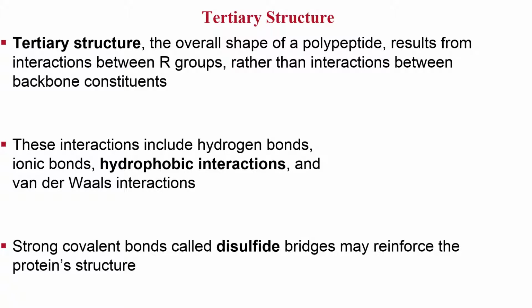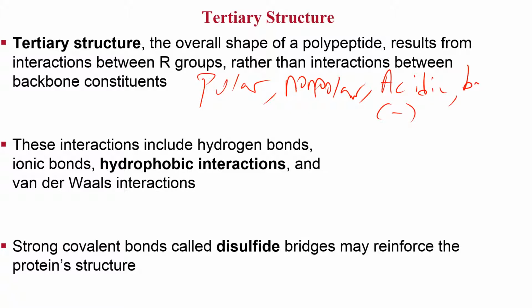Alright, so the tertiary structure has to do with the interaction of the R groups. Recall, the R groups are either going to be polar, nonpolar, acidic, where they have a negative charge, or basic, where they have a positive charge. And it's the interaction between R groups that gives rise to the overall 3D shape of a protein.